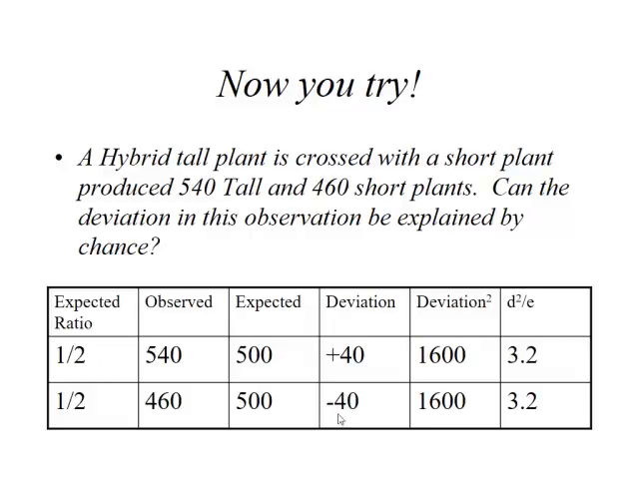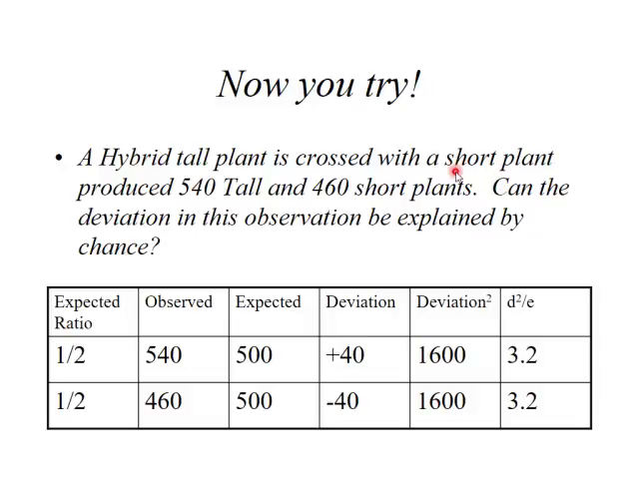I want you to try this. Give this a shot with a hybrid tall plant. Pause me and come back. Okay. At this point, you probably noticed that you had 540 tall plants and 460 short plants. Now, a hybrid tall plant crossed with a short plant should give us 50-50.